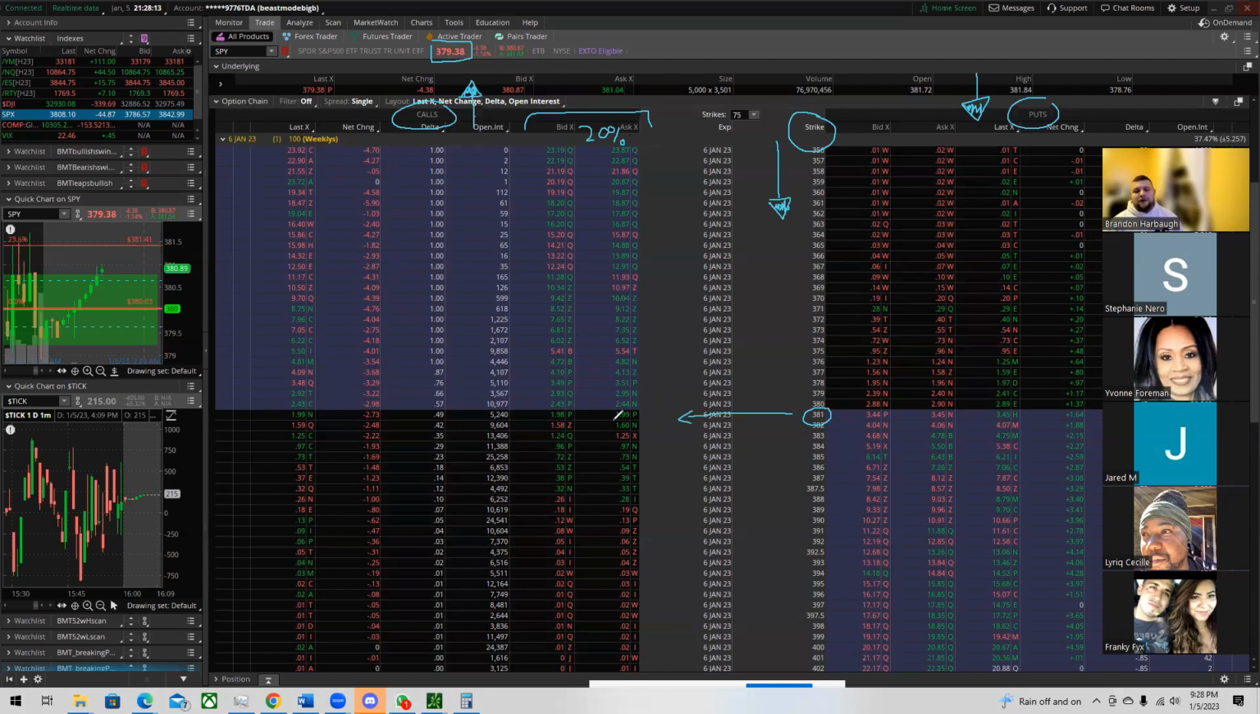This right here, I have no problem market ordering into this trade because if I buy this for $1.99, you take $1.99 and you times it by 100, and that's the dollar amount that you're going to have to trade. So if you buy one contract, it's $199. If you buy 10 contracts, it's $1,990, right?